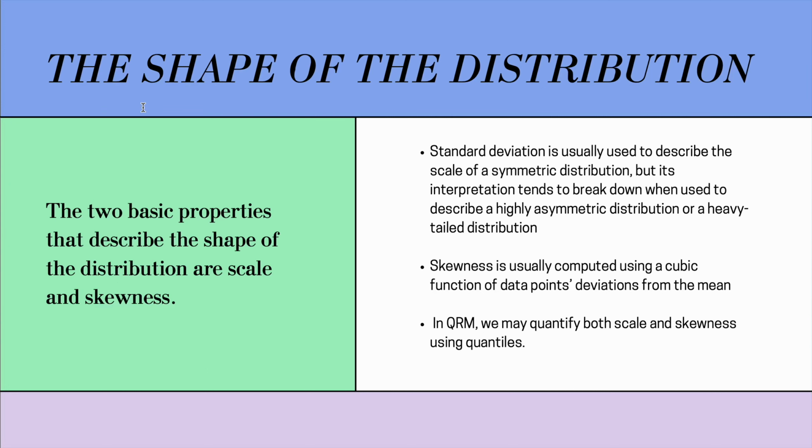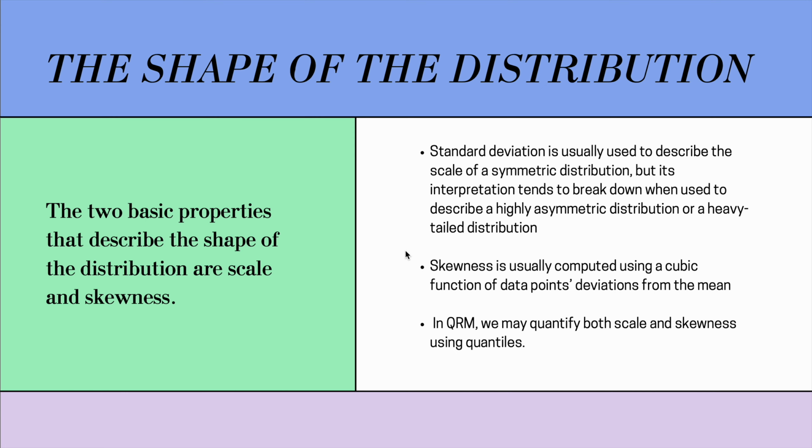Next, we discuss the shape of the distribution. The two basic properties that describe the shape of the distribution are scale and skewness. The standard deviation is usually used to describe the scale of a symmetric distribution, but its interpretation tends to break down when used to describe a highly asymmetric distribution or a heavy-tail distribution.